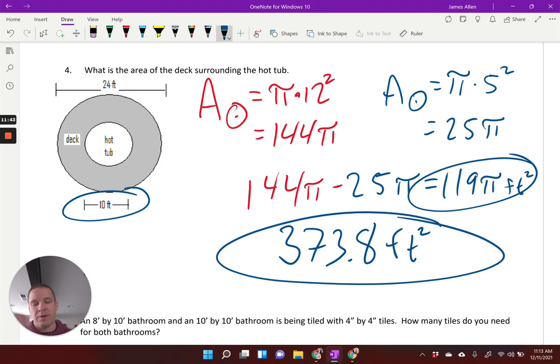All right, if it's multiple choice, find which one it is. If it says, give me an exact answer, that's the 119 pi. If it says round to the nearest tenth, there's your answer, 373.8 feet squared.